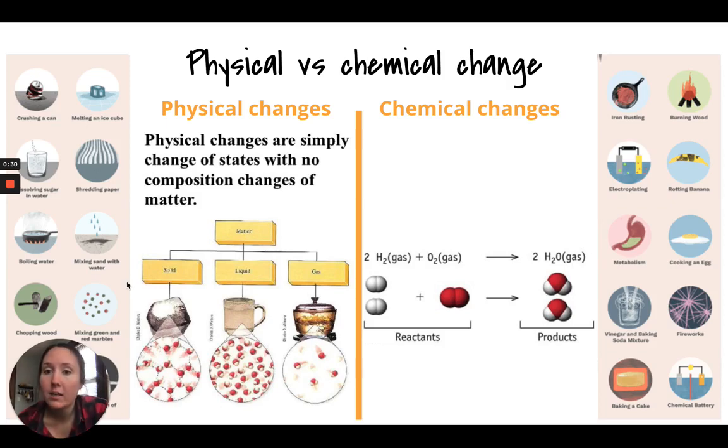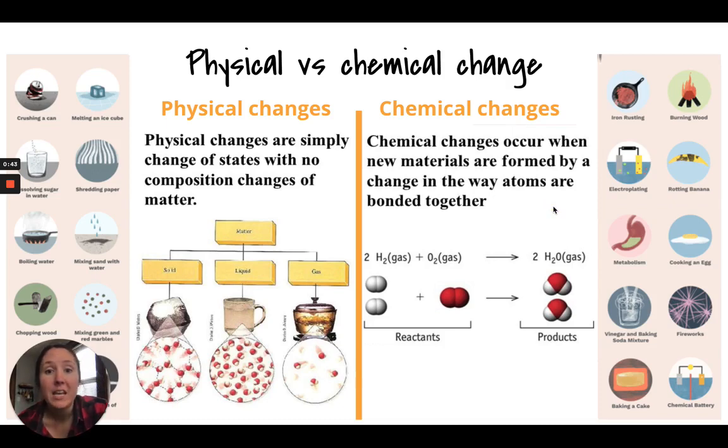The main thing is that the composition of matter does not change. Those intramolecular bonds do not change. On the other hand, a chemical change is where you take one or more materials, you break the intramolecular bonds and you form new intramolecular bonds. A new material is formed by changing the way the atoms are bonded together.